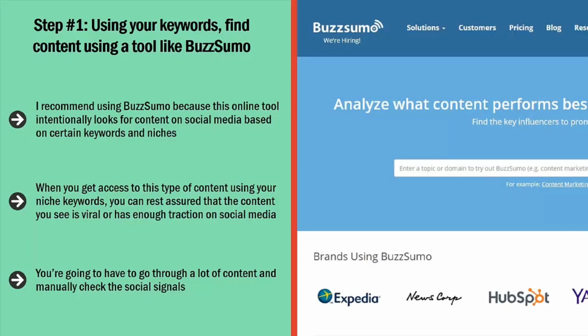When you get access to this type of content using your niche keywords, you can rest assured that the content you see is viral or has enough traction on social media. You don't have to use BuzzSumo. There are other similar tools out there.